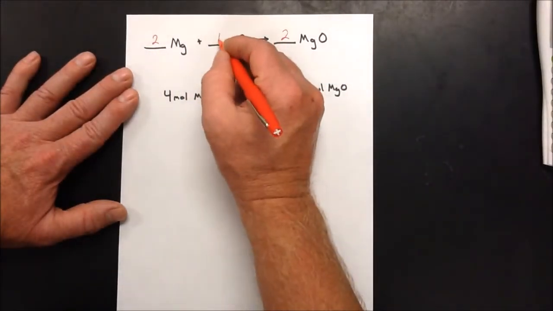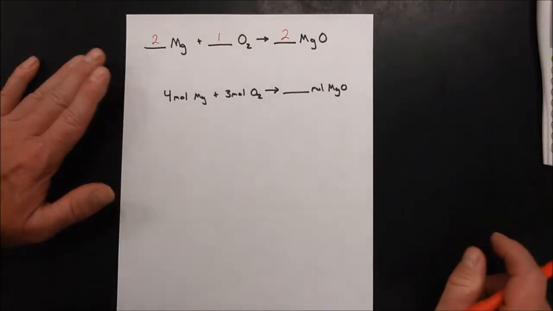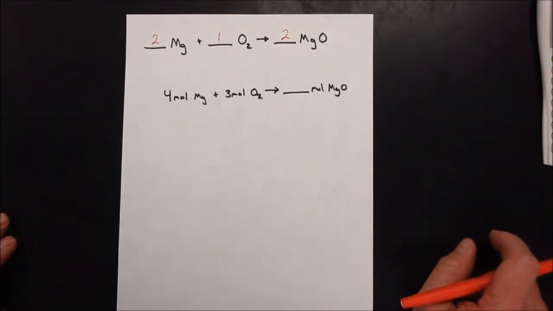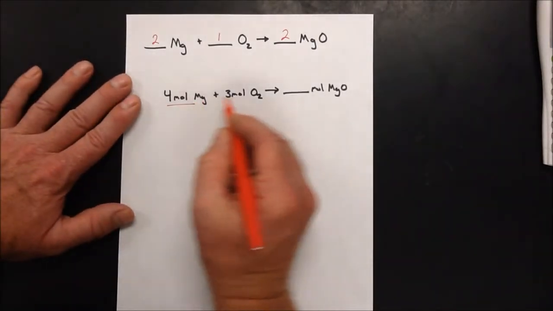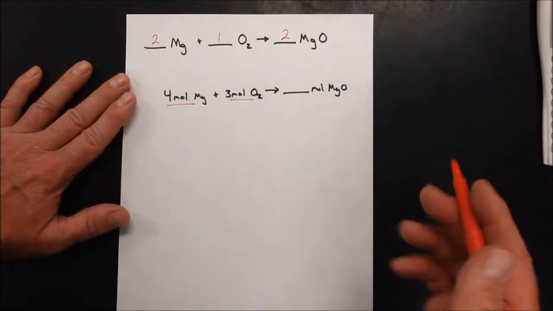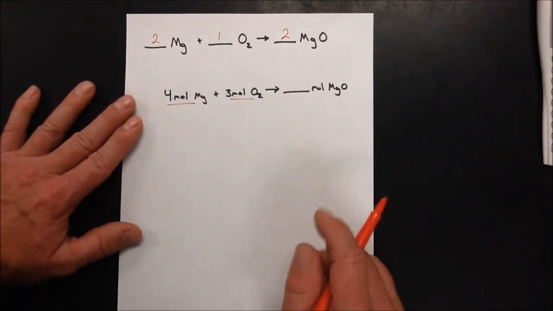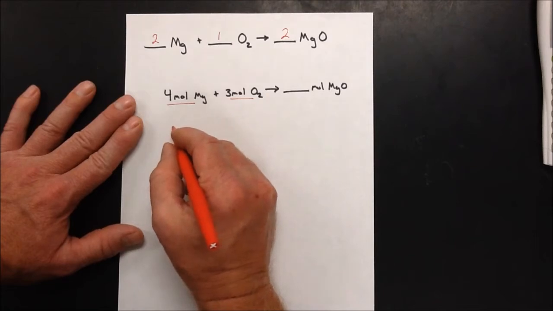2 magnesium for every 1 O2 molecule, 2 magnesium oxide. So let's suppose that I'm given 4 moles of magnesium, 3 moles of O2, and I want to know how many moles of magnesium oxide I can expect to produce from that. Same thing that we just did.